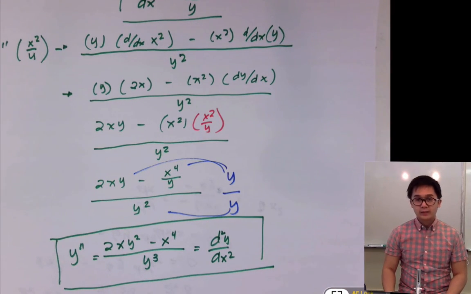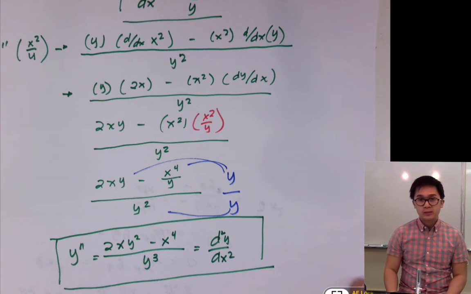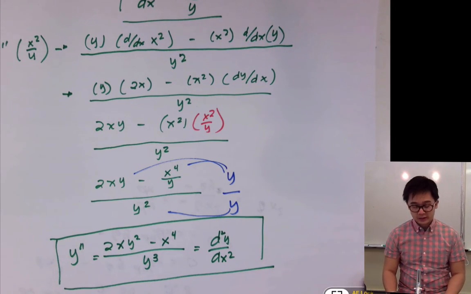And that is how we find the second derivative using implicit differentiation of higher order derivatives.